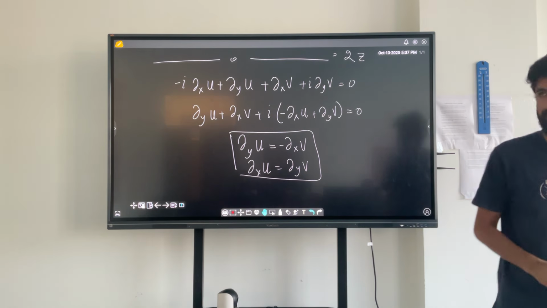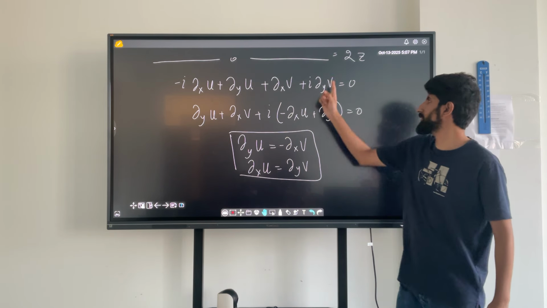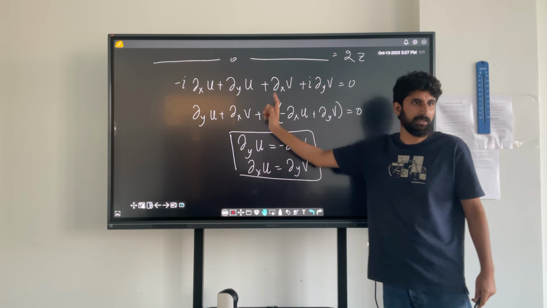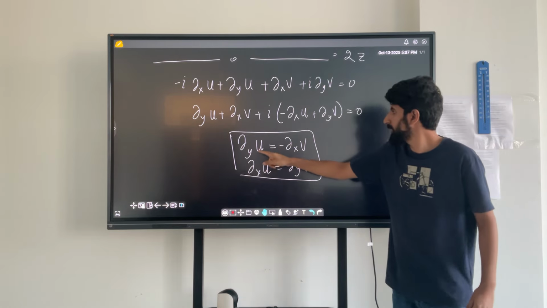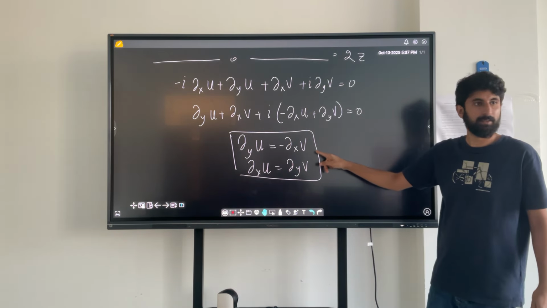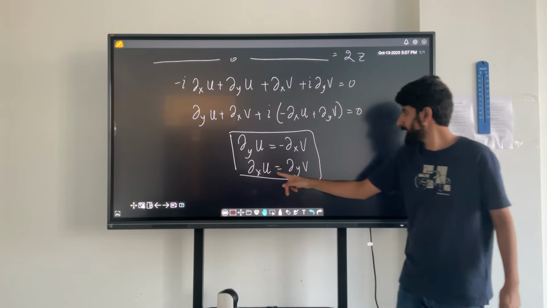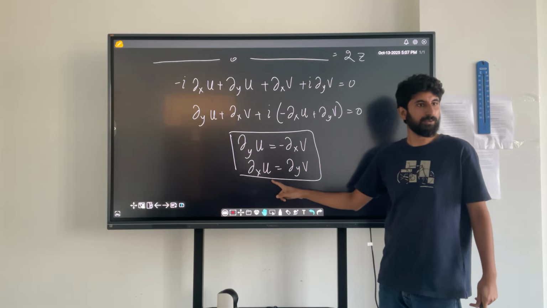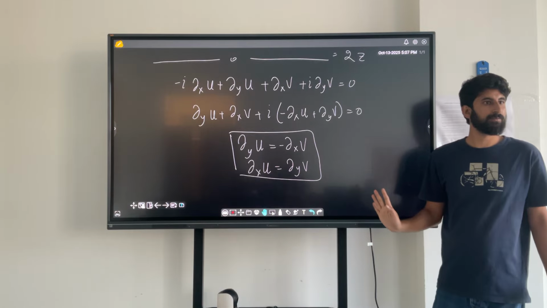So if u and v satisfy this, okay, this is a more complicated looking equation, but these are very simple. The y derivative of u should be equal to the x derivative of v, and then the x derivative of u should be the y derivative of u. Do you get my point?